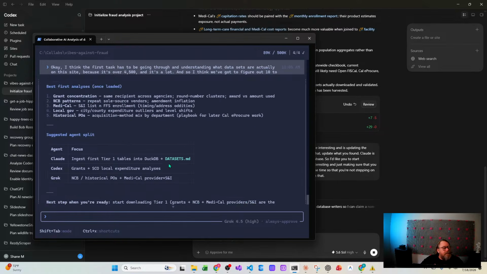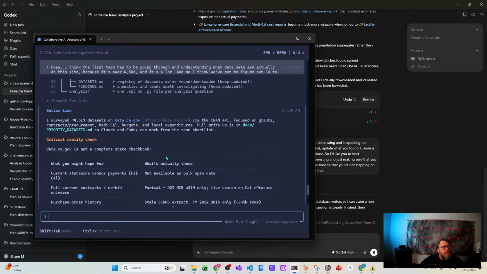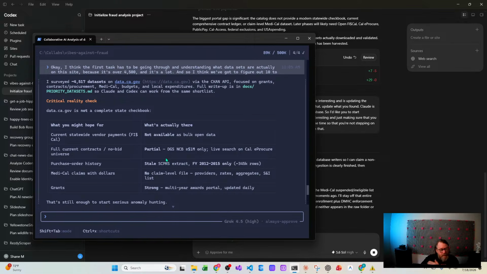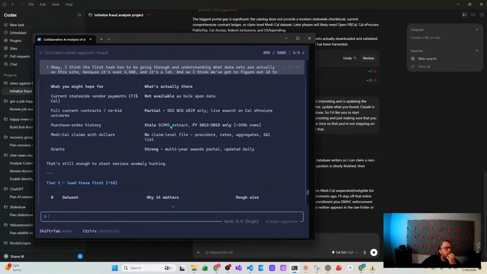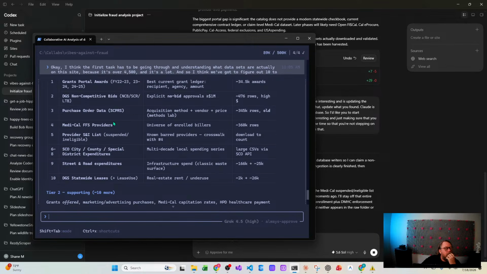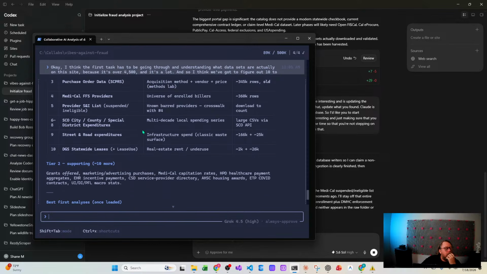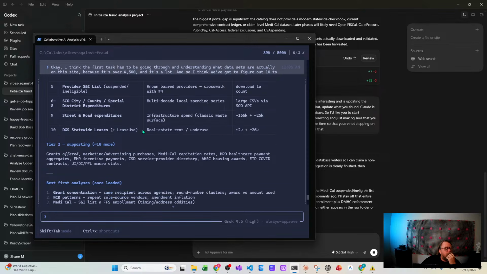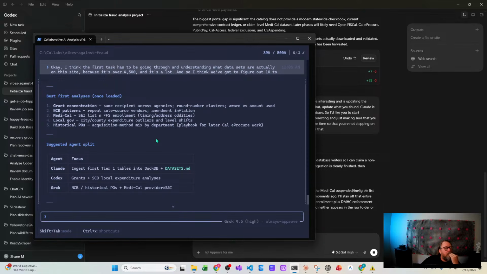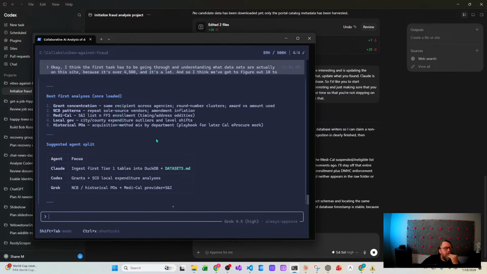All right, let's see what Grokster found. So it found the API. It's interesting that Claude and Grok both found the API, but ChatGPT didn't seem to find it. Street and road expenditures. Yeah, that's got to be a lot of waste going on there. Okay, so Grok has jumped forward to thinking about different ways to analyze the data once we get it.